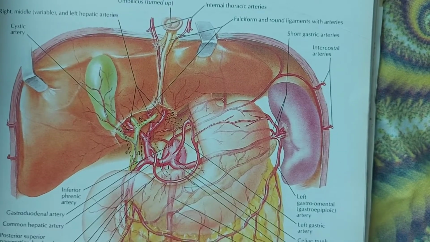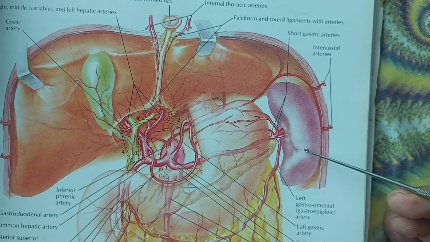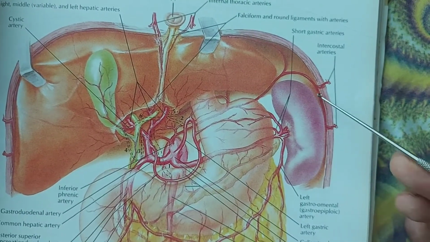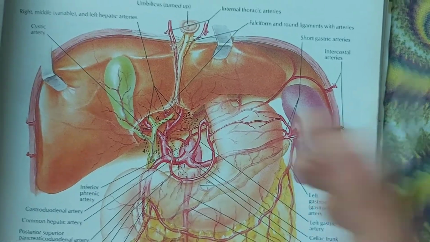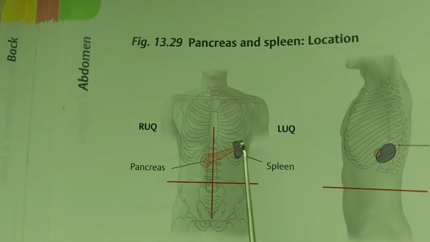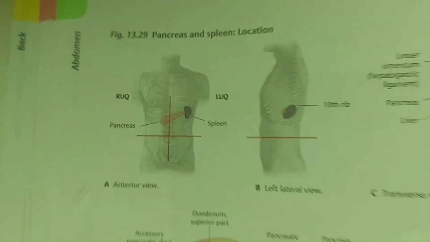Now the spleen. Here we can see this organ is the spleen, and it is a wedge-shaped organ, and it is situated between the fundus of the stomach and the diaphragm. And it is in the left hypochondriac region, and it is related with the 9th, 10th, and 11th ribs.